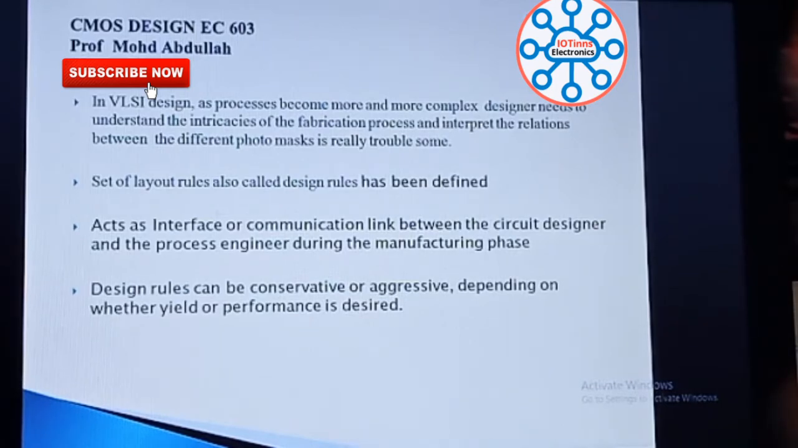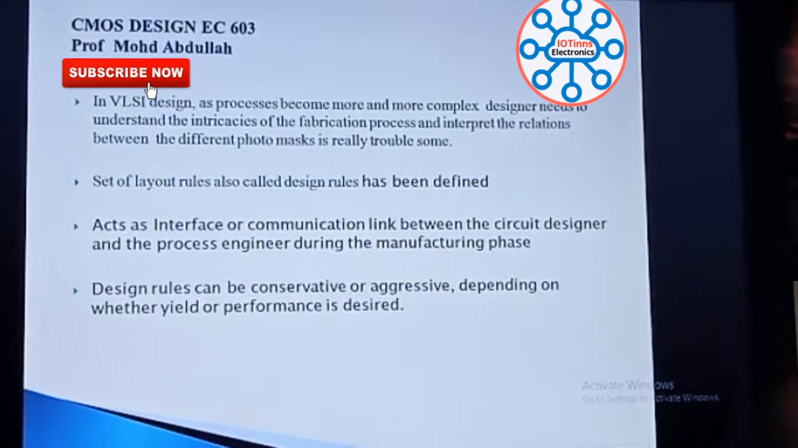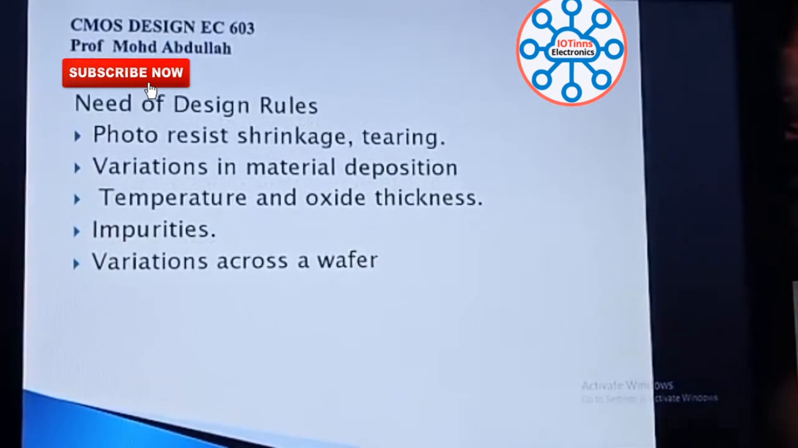The layout rule acts as an interface or a communication link between the circuit designer and the process engineer during the manufacturing process. Design rules can be conservative or aggressive depending on whether yield or performance is desired. Now, what is the need of the design rule? The design rules are basically needed in order to check the following factors.